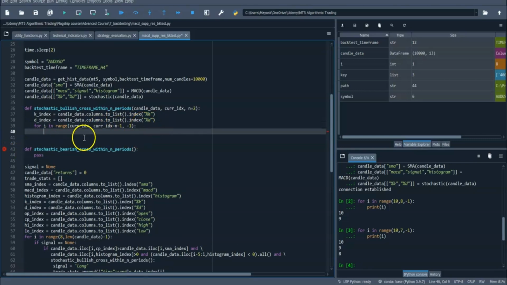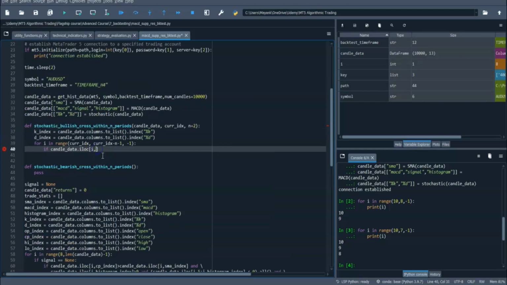And now we'll do whatever we want to do. So we have to check for the crossover. If candle_data.iloc, row is i and the column is the K index, because the K needs to be more than the D index. It has to cross the D index from below. So for the current row, the K index needs to be greater than the D index. So let me copy this and paste it here.